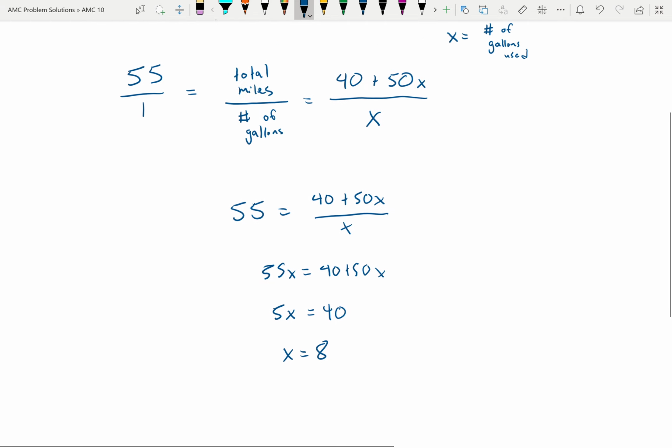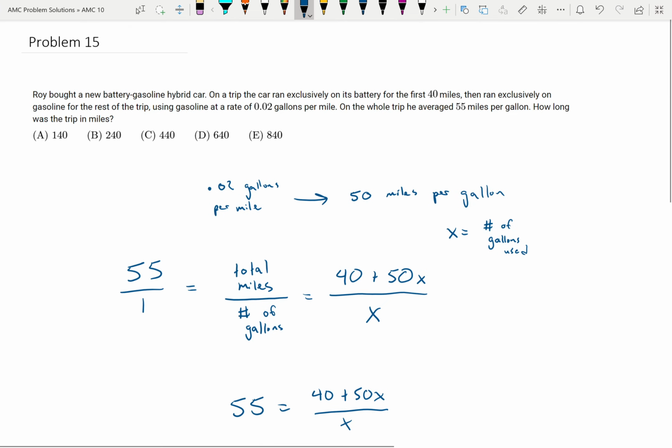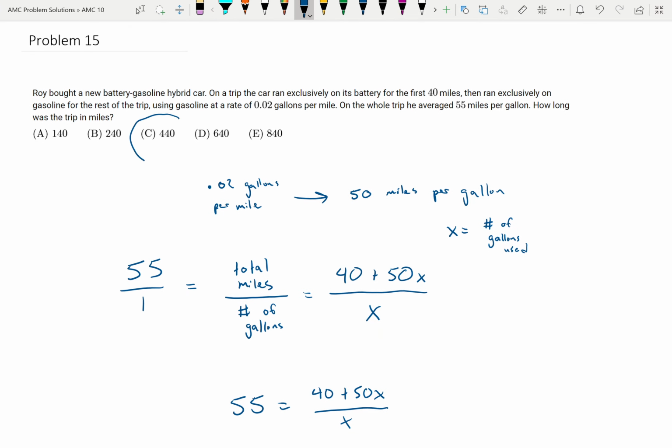So for the total miles, total miles of the trip is 40 plus 50 times 8, which is 440. So the whole trip was 440 miles, and that is choice C.